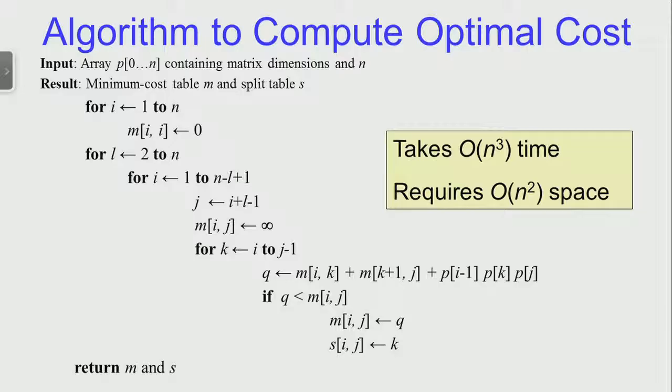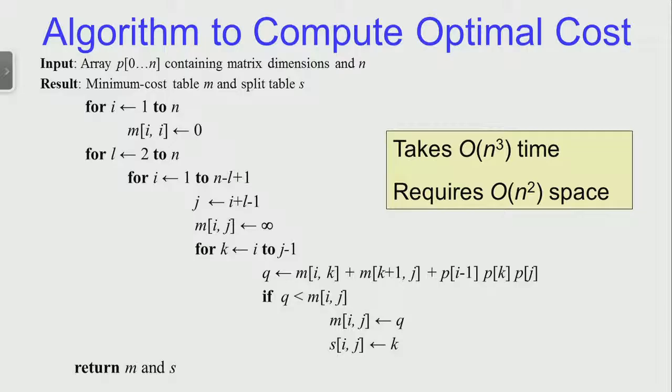M of i comma j is initialized to the value infinity, which is a standard practice for minimization problems which take positive values. The innermost for loop is the loop that implements the recurrence that we have written to formulate the value of m of i comma j. The way this is done is to iterate over all the possible values of k starting from i to j minus 1, and the value q is computed as m of i comma k plus m of k plus 1 comma j plus p of i minus 1 multiplied by p of k multiplied by p of j.